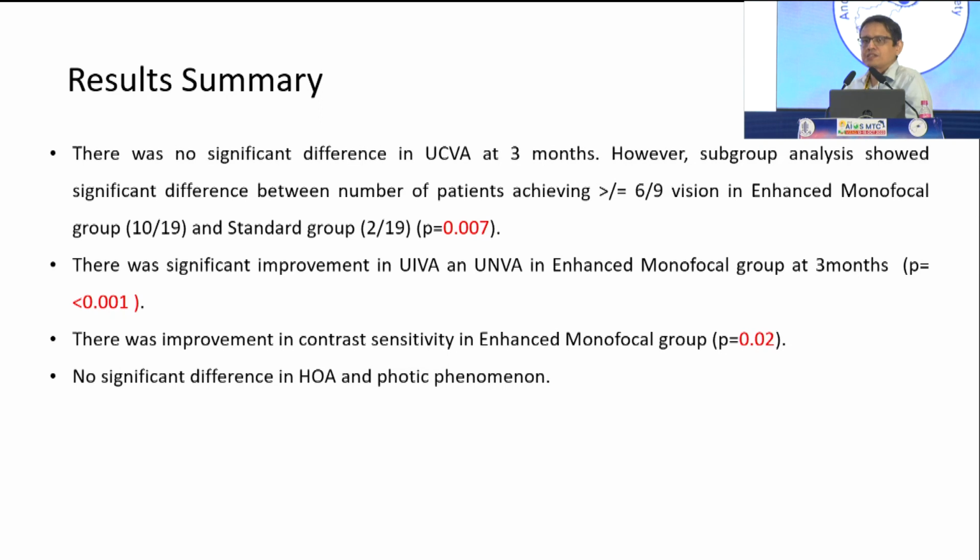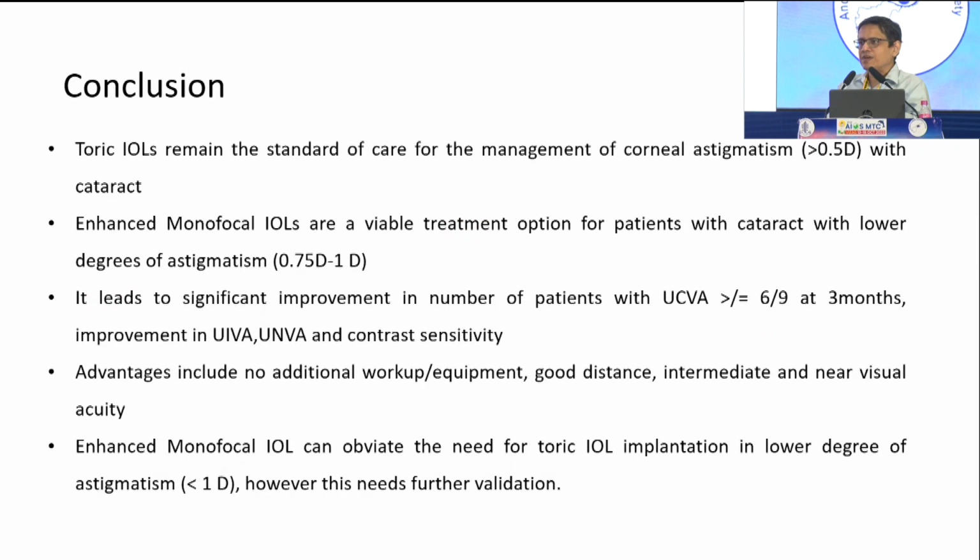So to summarize the results, at 3 months, for binocular visual acuity in the group ranging from 0.75 to 1.5 diopters, there was no statistical difference. However, they did show better unaided near vision, better intermediate vision, and better contrast sensitivity. And in the subgroup of 0.75 to 1 diopters, almost 85% of patients achieved 6/6 or better vision without the need for any toric lenses.